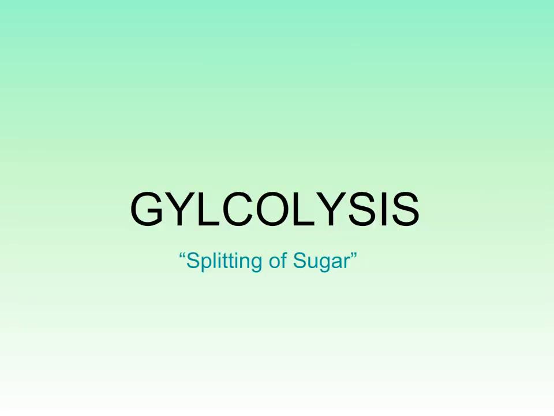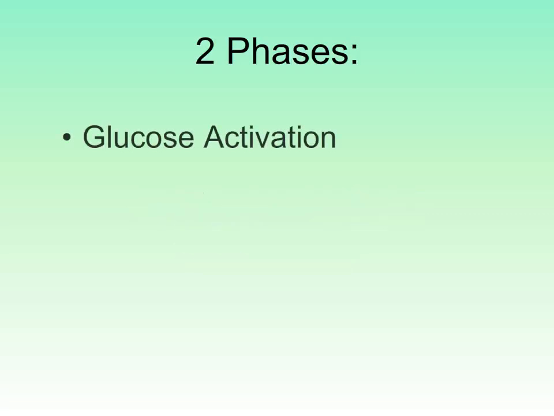Let's start with the first stage of cellular respiration, glycolysis. Glyco means sugar, while lysis means splitting. So the word glycolysis literally means the splitting of sugar. This process does not occur in any organelle, but takes place in the cytosol of the cell. There are 2 phases to glycolysis.